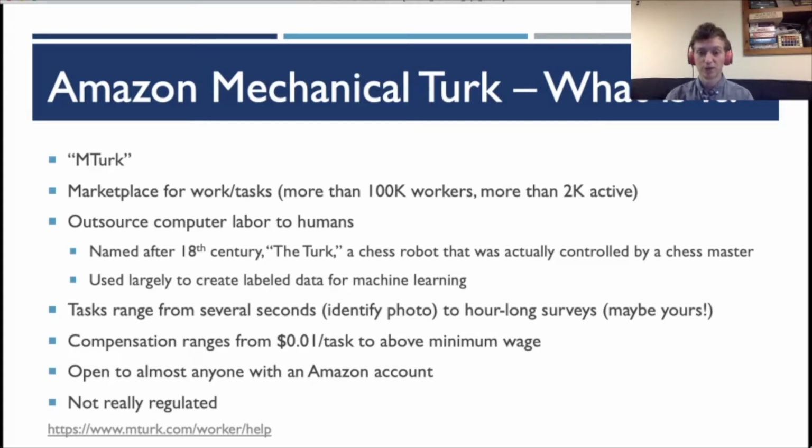Tasks on Mechanical Turk range from very quick things like identifying a photo to hour-long surveys and experiments. That being said, compensation also ranges dramatically. For a photo, you wouldn't expect to get more than 1 or 2 cents for identifying something quickly, whereas if you're taking an hour-long research survey, maybe you're getting minimum wage or even better. It's open to almost anyone with an Amazon account on both sides, and it's really not regulated. That point is not to be underestimated, because no one's telling you how to run your experiment on MTurk.